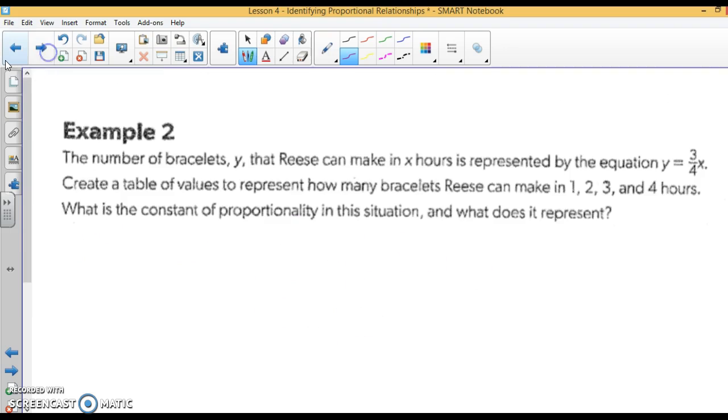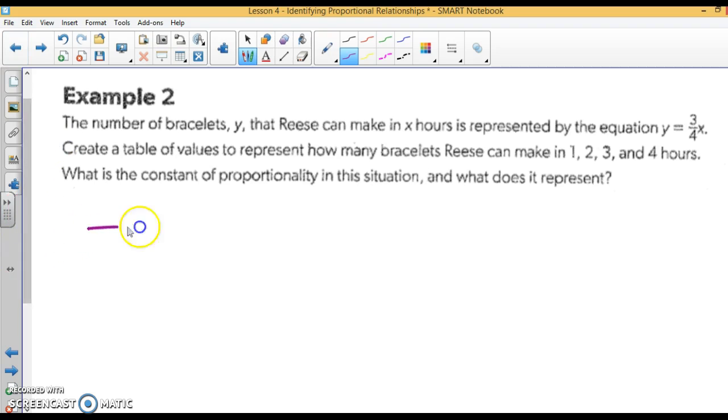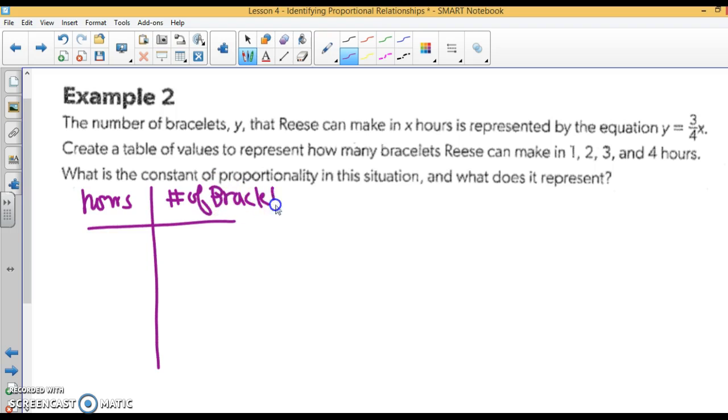Okay, it is proportional. All right, the number of bracelets, Y, that Reese can make in X hours is represented by the equation y equals 3/4 x. Create a table of values to represent how many bracelets Reese can make in 1, 2, 3, and 4 hours. Okay, so let's make this table. Here's our hours. Here's our number of bracelets. They're telling us hours are 1, 2, 3, and 4. How many bracelets can she make?